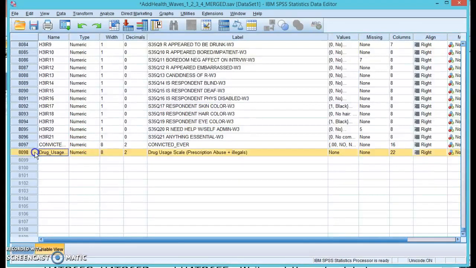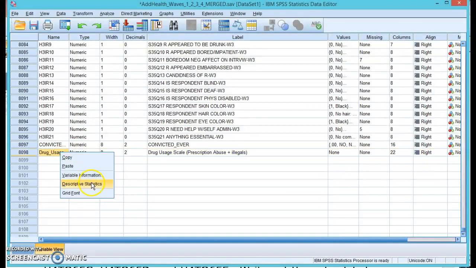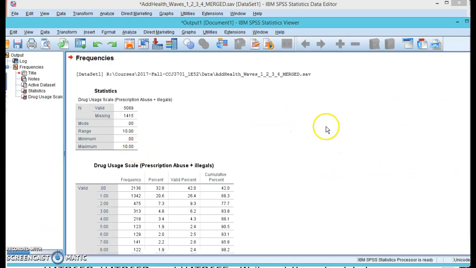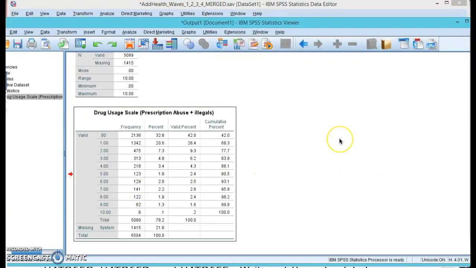But let's run a frequency of your new variable. Okay, so we can go here and right click on it, ask for descriptive statistics. Your scale should look like this. So most people have done none of those drugs, okay, but we don't know if they only answered the cocaine question and just said, nope, never done cocaine, and then skipped the rest. But these are the rest of our answers of how people have done. Looks like there were 8 people that answered all 10 and that said, yep, I've done everything, all 10 of those drugs, all 10 of those things I've done.